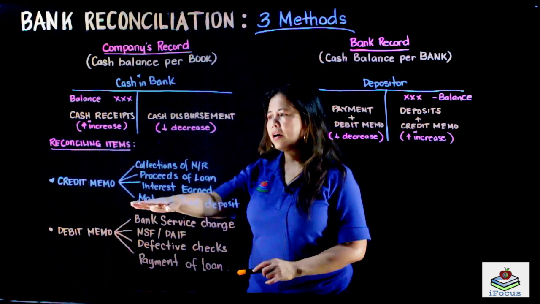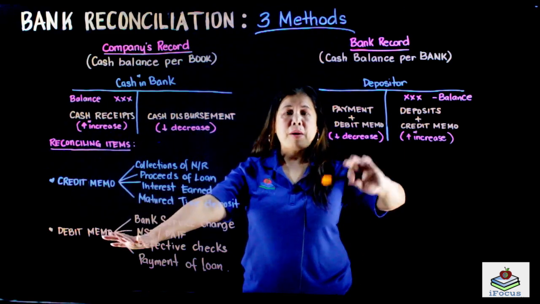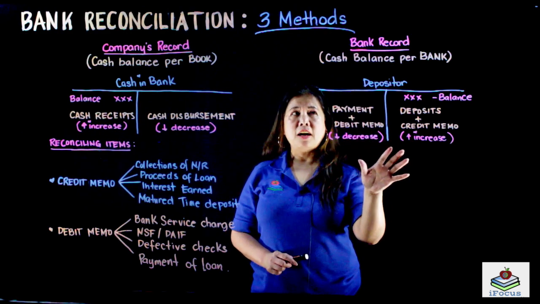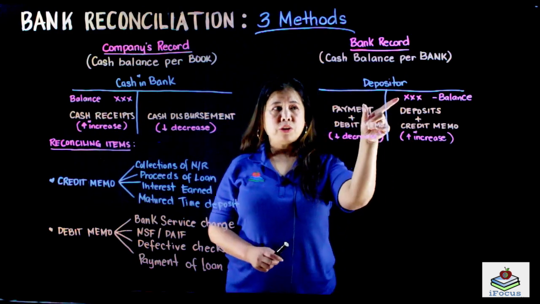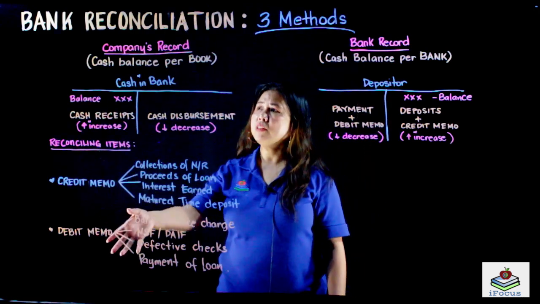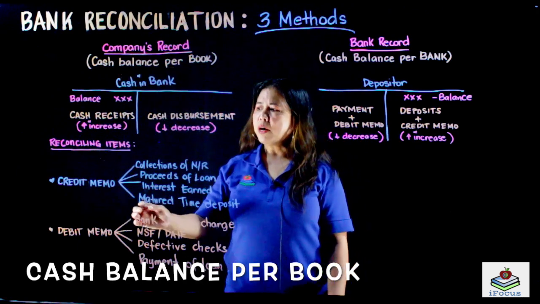So, ito ang mga credit memos and the debit memos on the bank's record na in-increase or decrease na ng bangko on the account of the depositor. Nire-reconcile natin itong credit memos and debit memos to our cash balance per book. So, ano itong mga credit memos?